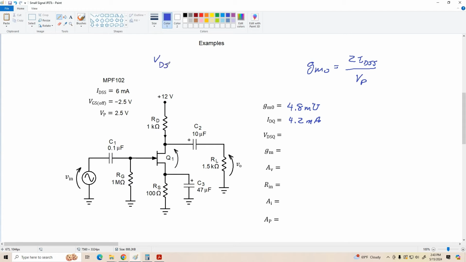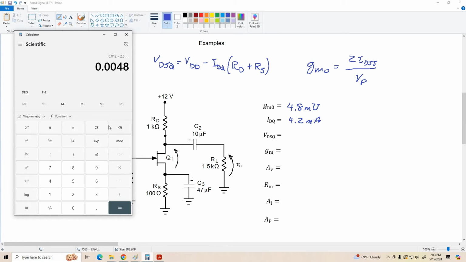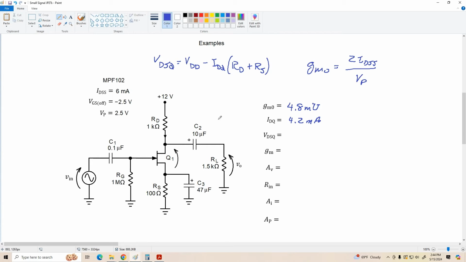VDSQ equals VDD minus IDQ times RD plus RS, and let's see what that gives us. Let's see, RD plus RS is 1100 times 4.2 milliamps, 0.0042, and we'll subtract that from VDD, which is 12, and we've got a VDSQ of about 7.4 volts.